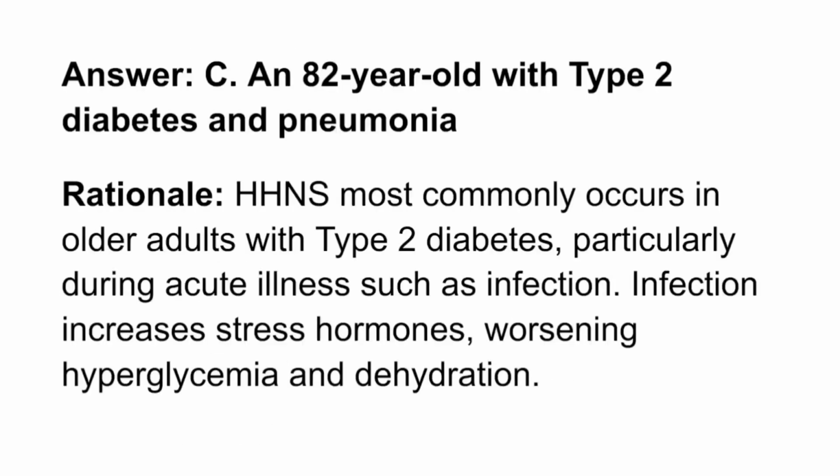Answer: C. An 82-year-old with type 2 diabetes and pneumonia. Rationale: HHNS most commonly occurs in older adults with type 2 diabetes, particularly during acute illness such as infection. Infection increases stress hormones, worsening hyperglycemia and dehydration.